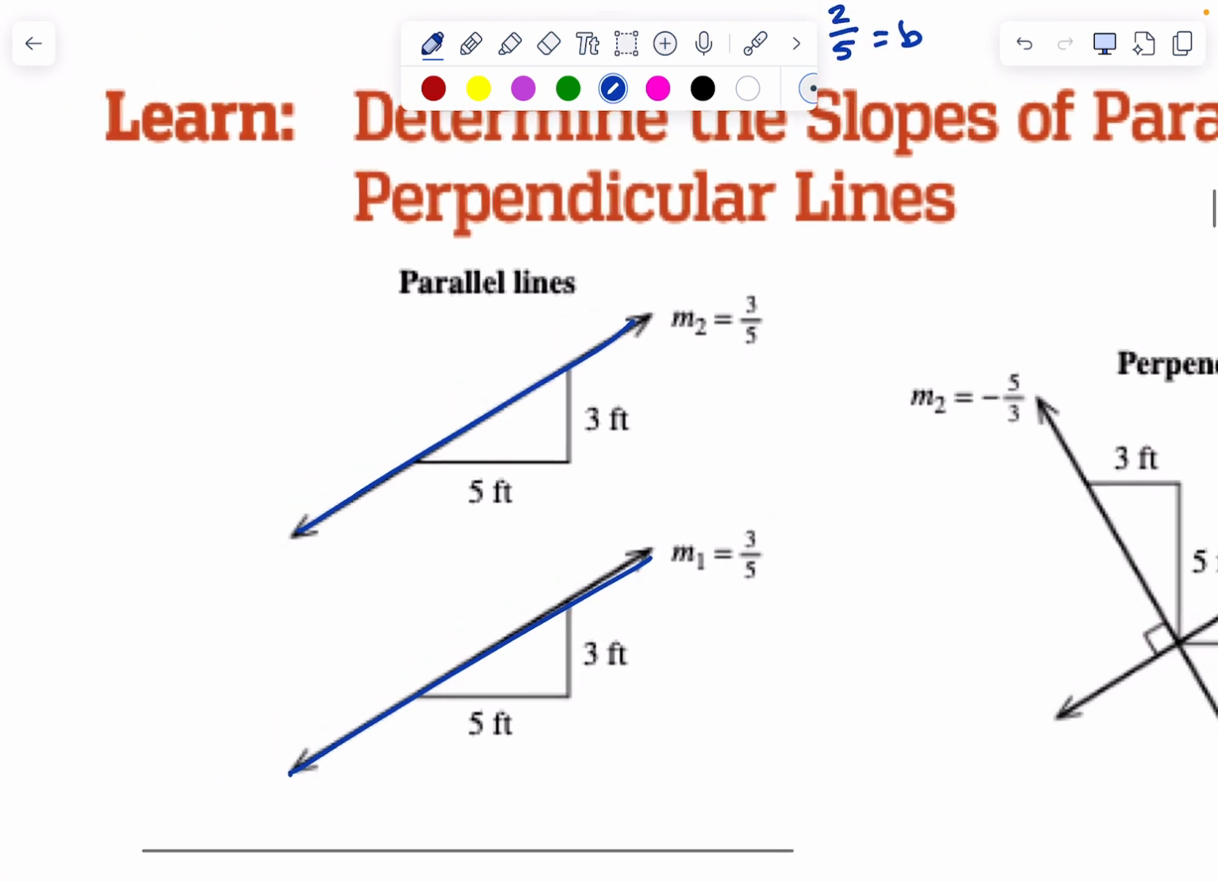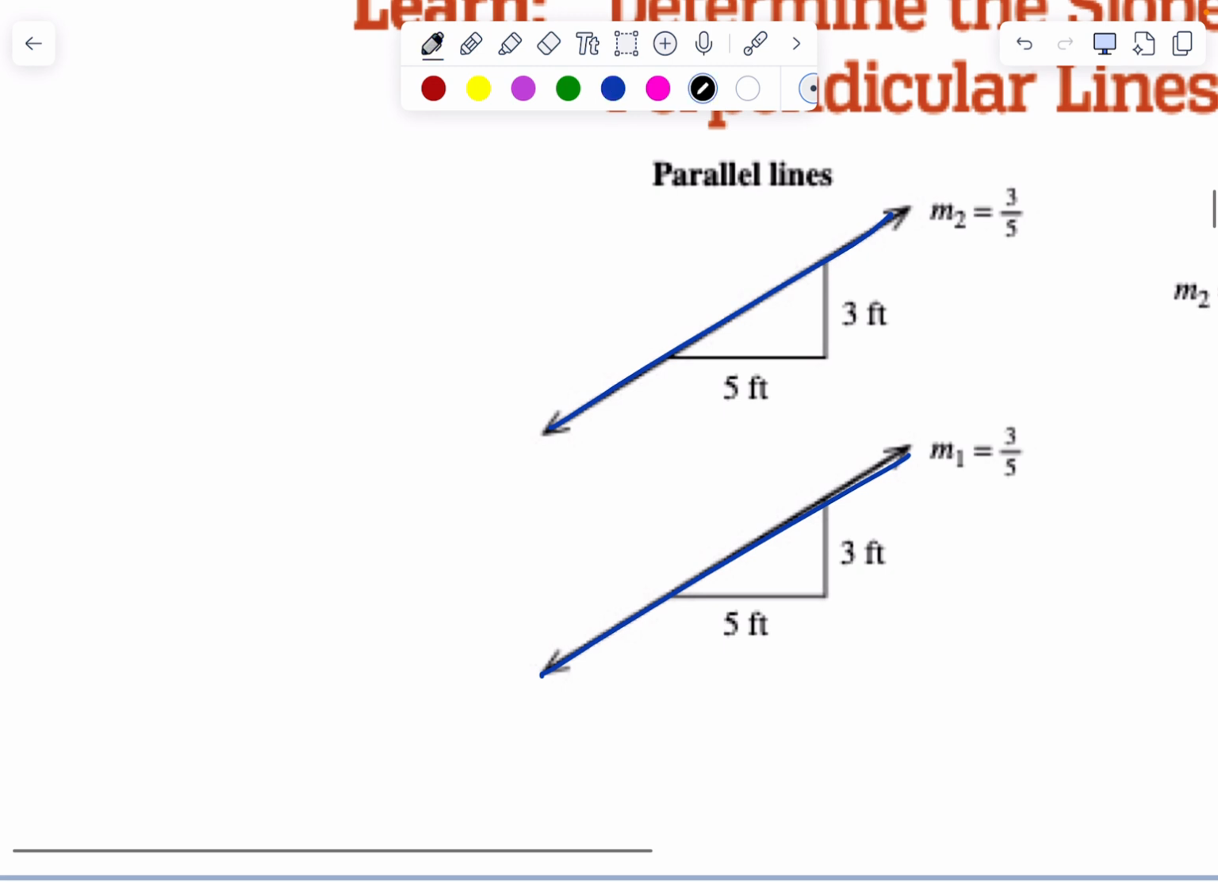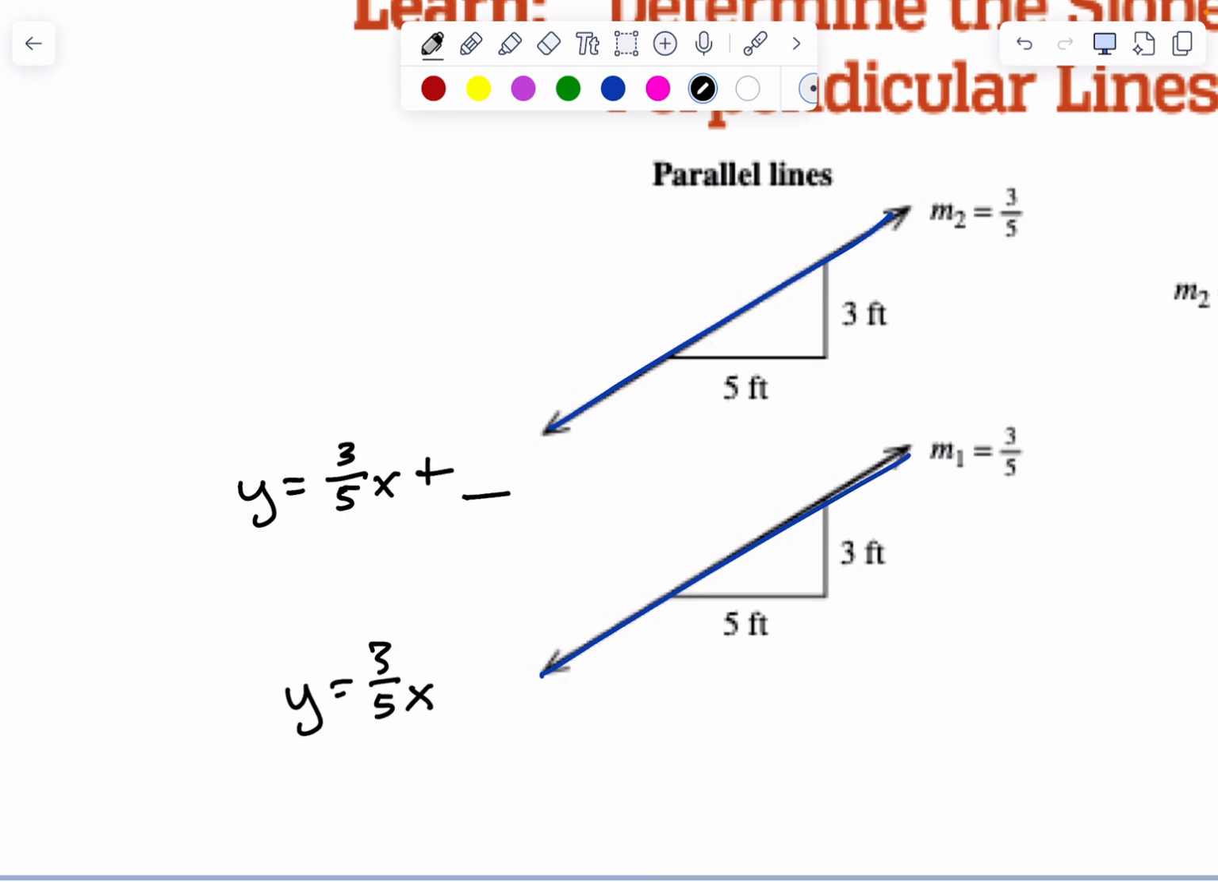Now, here's the deal, though. Parallel lines have to have the same slope. So this would be like 3/5 x plus something, and this would be like 3/5 x plus something. They have to have the same slope, but they have to have a different y-intercept. Like this one has to be like +4, and this one has to be like +2.